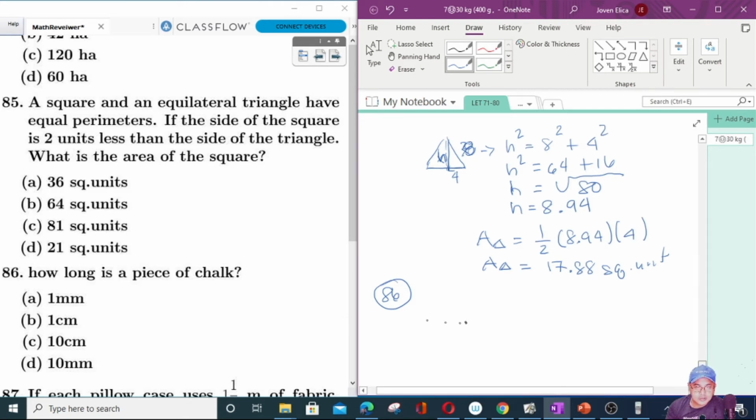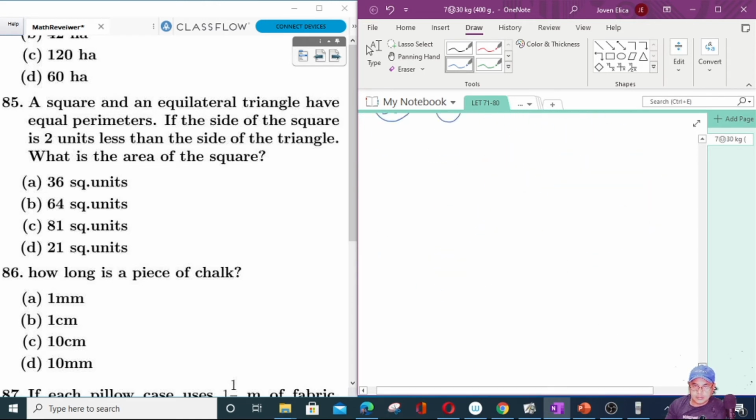So therefore, by common sense, logically, the answer is letter C. By your own judgment. If you're a teacher, you know how long is 10 centimeter, right?